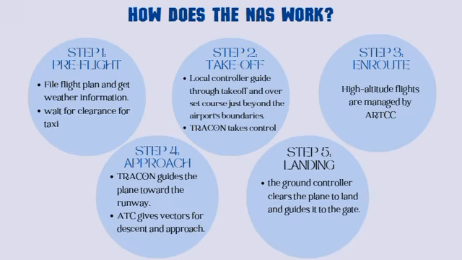Step 4, approach. As the airplane is near its destination, TRACON guides it down towards the runway, and ATC keeps it vectored for descent and approach. Step 5, landing. After the local controller takes over for landing, the ground controller clears the plane to land and guides it to the gate.